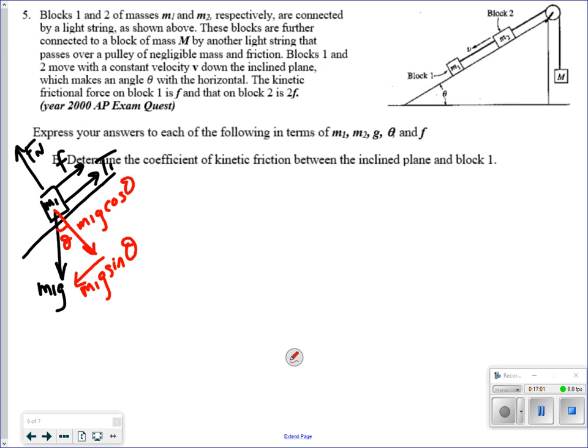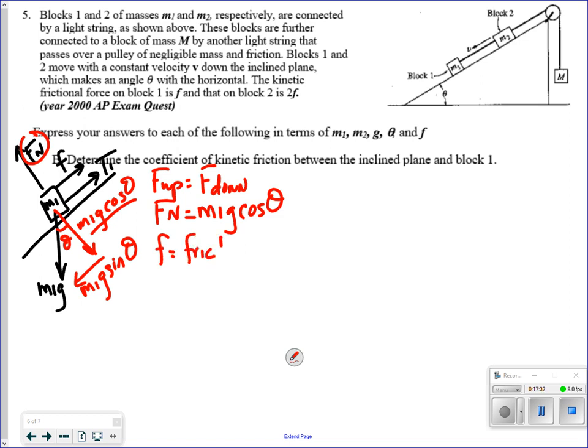All right, so we want to know the coefficient of kinetic friction between the inclined plane and block number 1. All right, so the normal force has to be equal to this. If we go with up equals down, forces up equal forces down. Again, we're tilting the coordinate plane here so that we have a real up and down. All right, but normal force is equal to M1G cosine of theta. Okay, the friction is just equal to F. So to do mu, it's actually not that bad. You just say F divided by M1G cosine of theta.